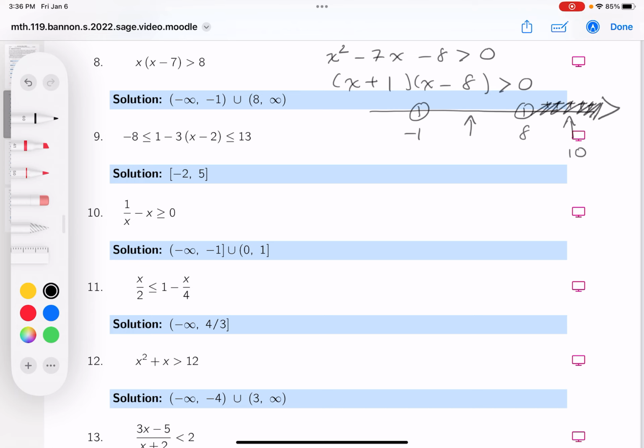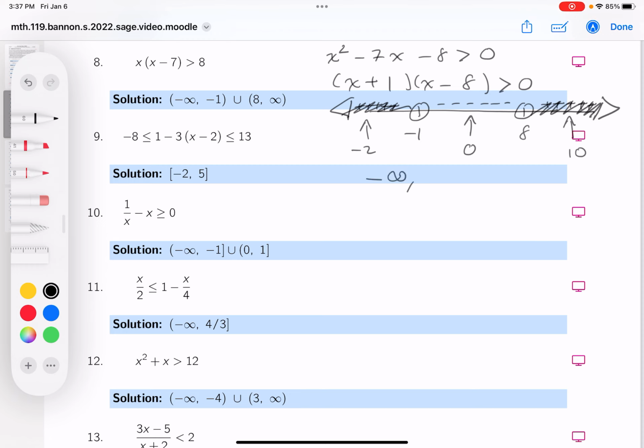All right, over here, a good test point would be 0. Plug it in, what do you get? A positive times a negative, so it'd be negative overall. I would not shade that in because negative numbers are not greater than 0. Over here, a nice test point would be minus 2. Plug it in, you get a negative times a negative, which is a positive, and positive numbers are greater than 0, so I would shade that in.